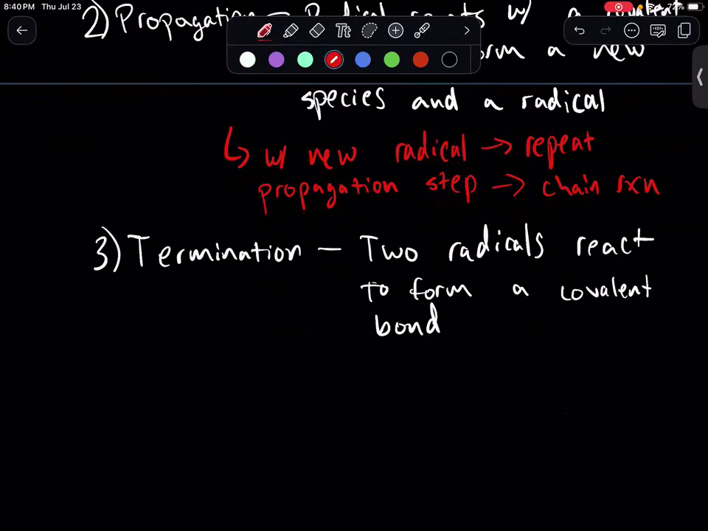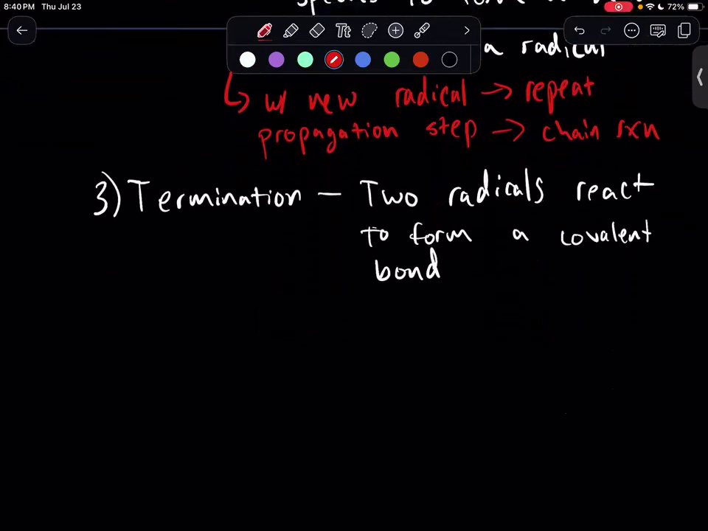So what we need to be able to do is explain these 3 steps, and we have to do that using reaction mechanisms. So we'll do examples with reaction mechanisms.